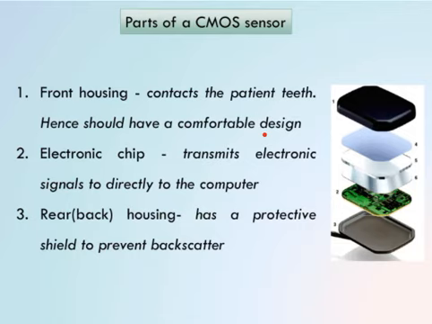Electronic chip, it transmits the electronic signals directly to the computer with the help of radio waves. Rear or back housing, it has a protective shield. That means it has a lead lining to prevent the backscatter of radiation, same like the ones that we use in the film. So it has the same purpose. So the rear housing is the only part of the X-rays that can prevent a backscatter. The front housing cannot prevent a backscattered radiation.